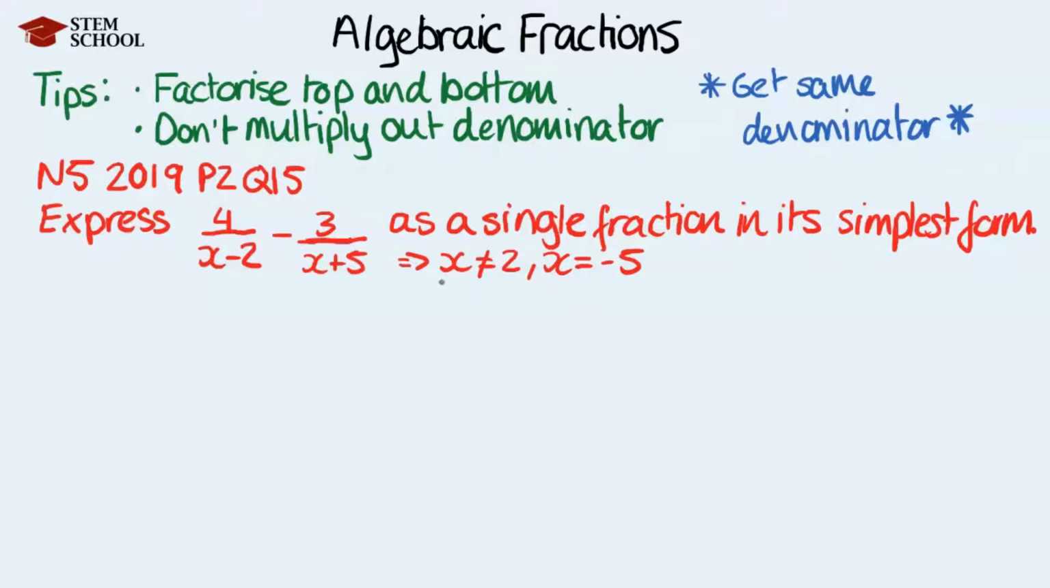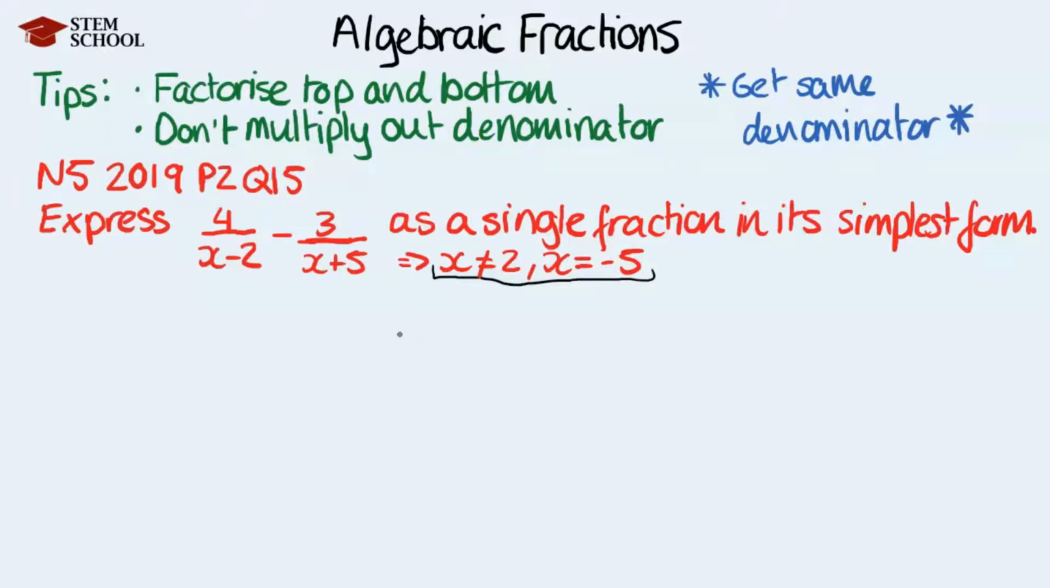Just to reiterate, you don't want to get confused by this statement. What it's saying is if you put the values x is equal to 2 and x is equal to minus 5 into these algebraic fractions, the denominator will equal 0, and when you're dividing by 0, the fraction is undefined. So the algebraic fractions don't exist for those values of x. That's all it's saying.